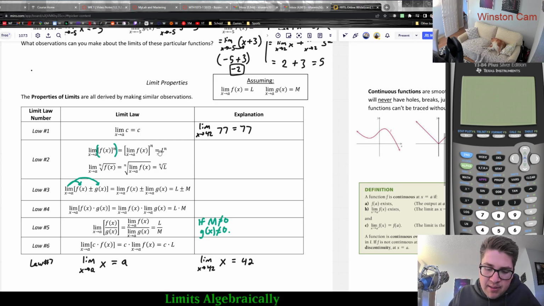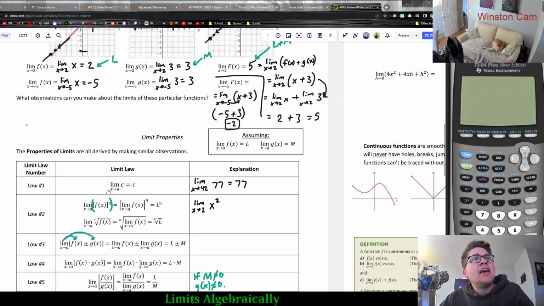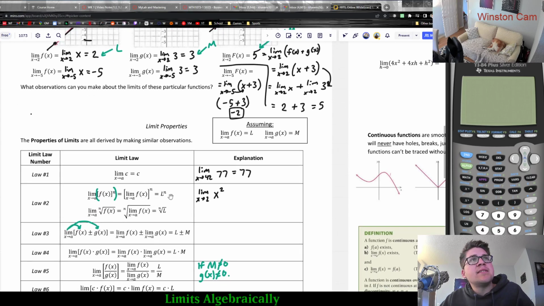So let's look at an example, because this one is not as obvious. Let's just say we're looking at the limit as x approaches 2 of x squared, kind of similar to the limit of just x by itself in the previous video. And the question is, what is this limit? Again, you could plug in numbers, you could graph it. There's various ways you could solve this, but doing it algebraically, if we use law number 2, what it says is that we can essentially put a parenthesis in here. Instead of having the squared on the inside of the limit, I can move it outside the entire limit.